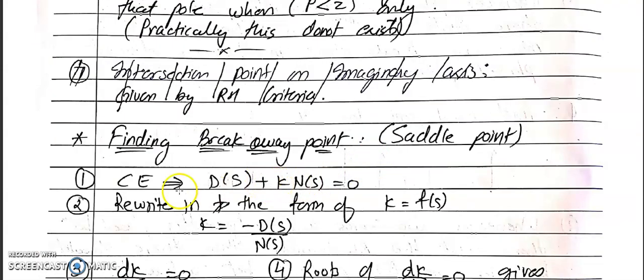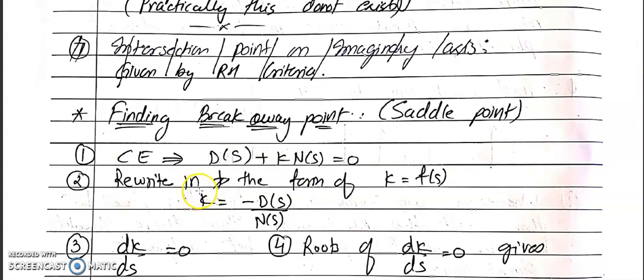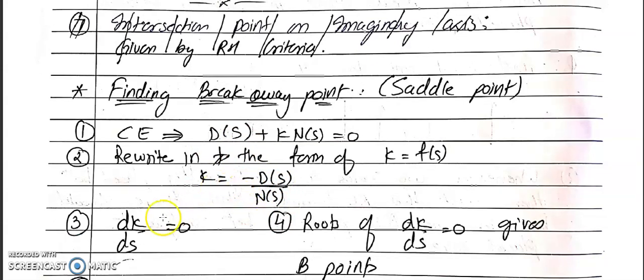For that, we need to take the characteristic equation, which was denoted by D(s) + K N(s) = 0. I will write this equation in terms of K. So from this equation I can write K = -D(s)/N(s). Then I will differentiate it with respect to s, and after differentiating I will get an equation in s, so I will find the roots of that. So what I'm trying to do is find the value of s.